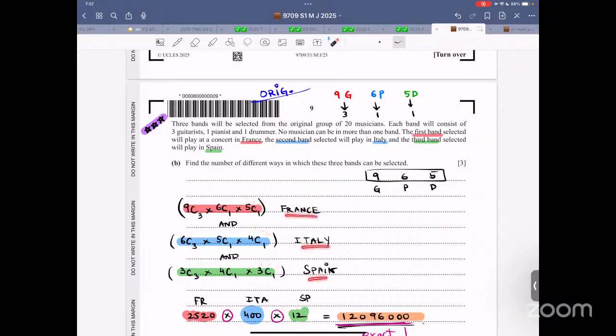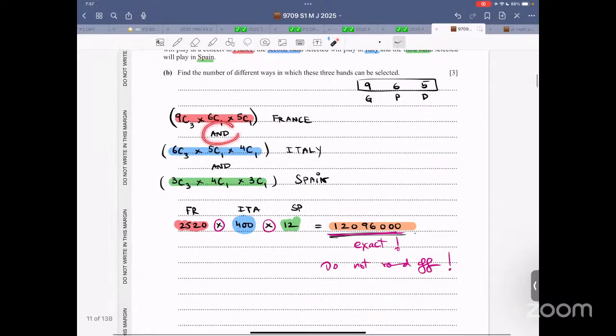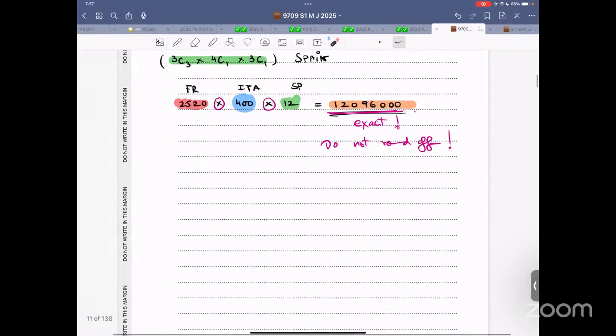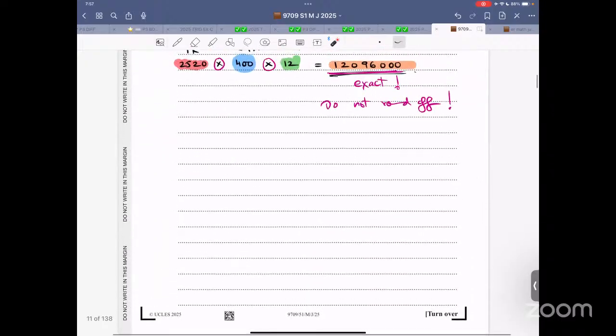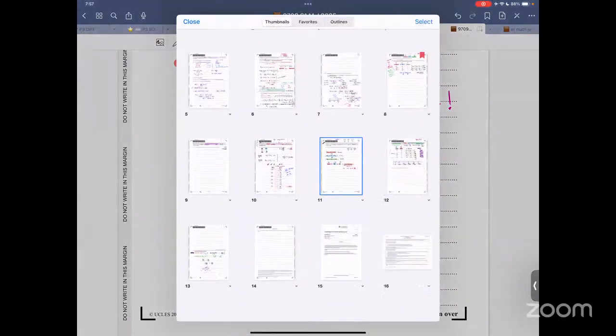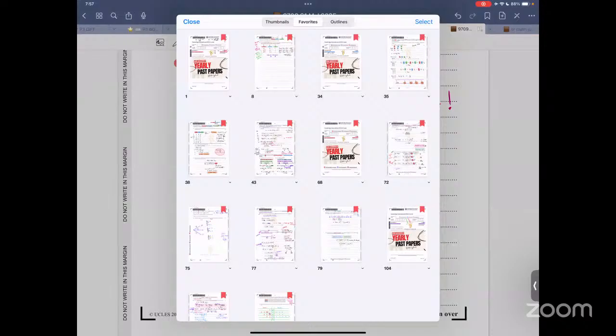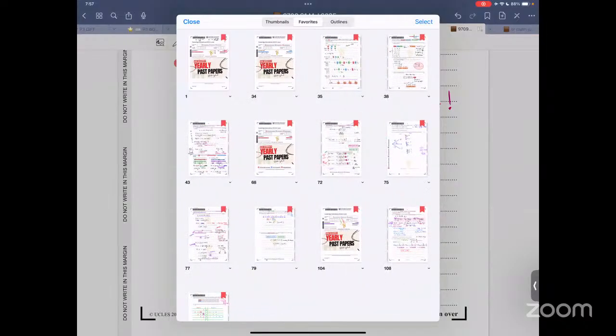France and Italy and Spain. So this will happen, and this will happen, and this will happen. Each answer is written down separately and multiplied together. That's a big exact answer. Do not round off. So now this thing is done and dusted. Let me go to the favorites and remove this.